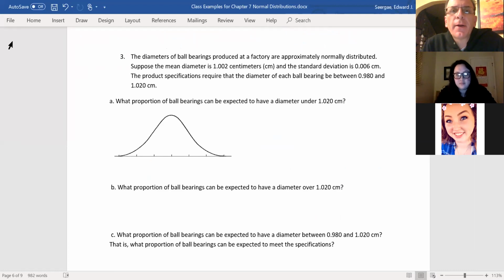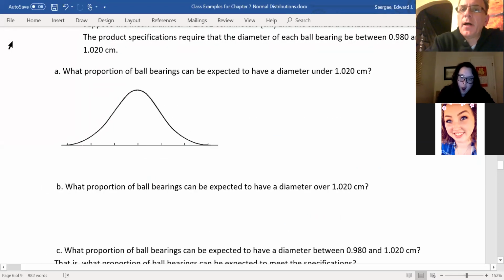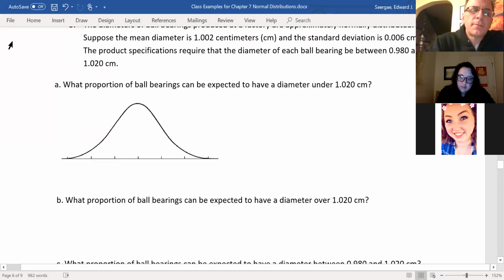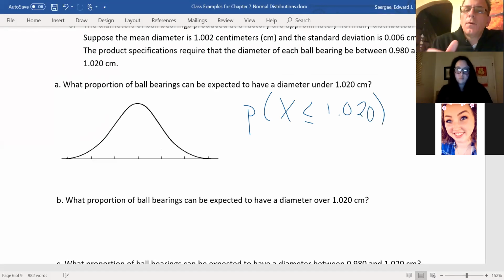The diameters of ball bearings produced at a factory are approximately normally distributed. Let's suppose the mean diameter is 1.002 and the standard deviation is 0.006. What proportion of ball bearings can be expected to have a diameter under 1.02 centimeters? So let's see what that looks like. We always start off by stating the question. Under meaning less than or equal to.